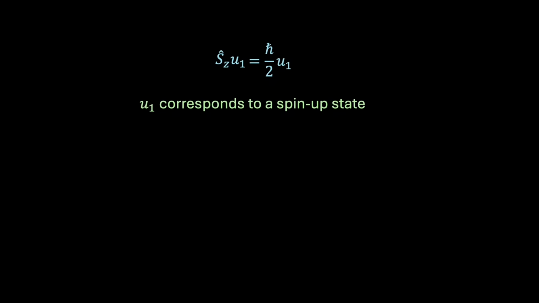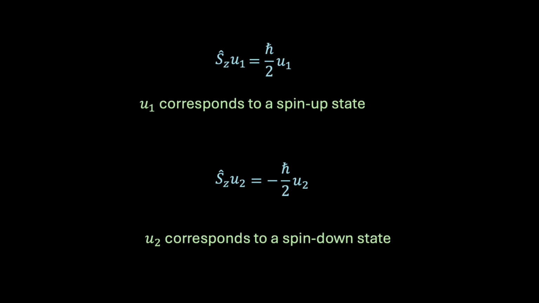And that's what we mean when we say this is a spin-up state. On the other hand, if we act with the z component of the spin operator on the U2 spinor, we find minus ħ/2 multiplied by U2. And this corresponds to a spin-down state. It has definite spin along z, but in the opposite direction. And so we see that in this example, the two particle solutions U1 and U2 describe a spin-half particle moving in the positive z direction, with spin pointing up and down respectively relative to the z-axis.